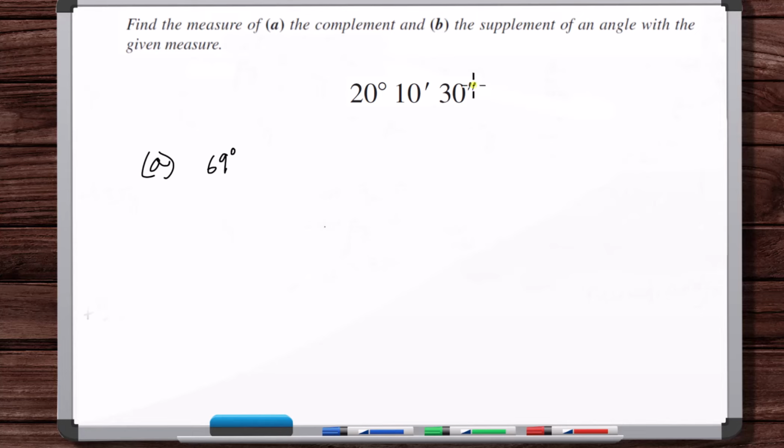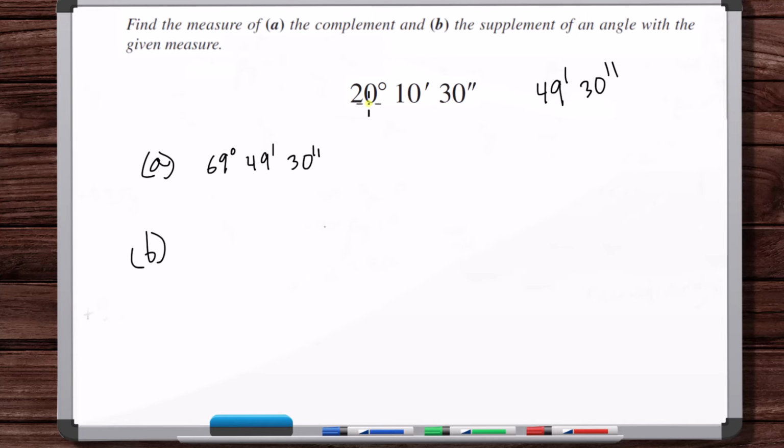Well, okay, we can think about it with the parallel between seconds, minutes, and hours. How many minutes and seconds is 10 minutes, 30 seconds below 1 hour? Okay, well, it'd be 49 minutes. So that would get 59 minutes, 30 seconds, 49 minutes, 30 seconds. So 69 degrees, 49 minutes, 30 seconds. Okay.